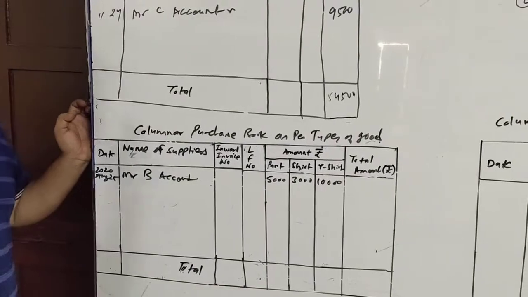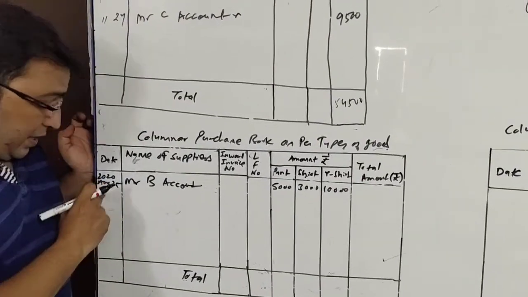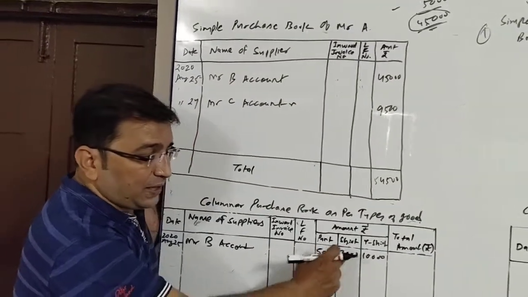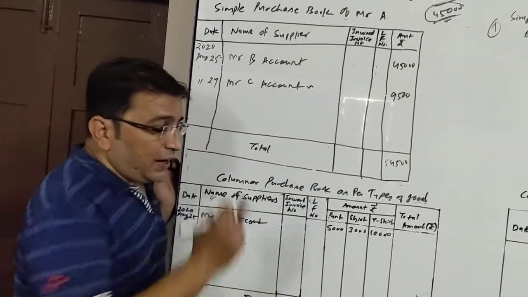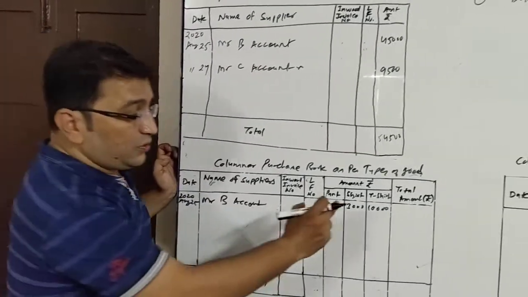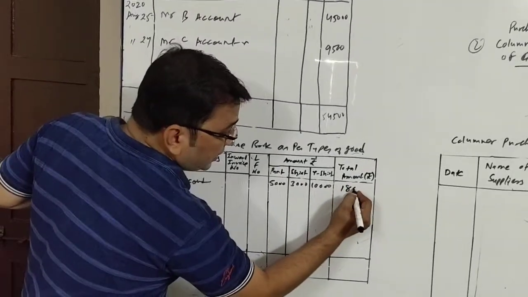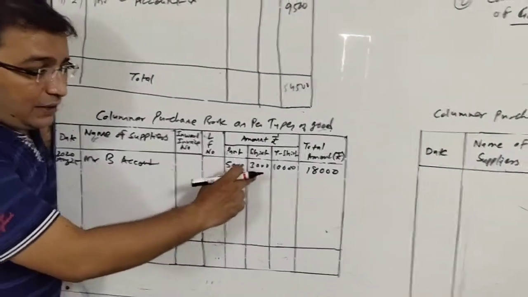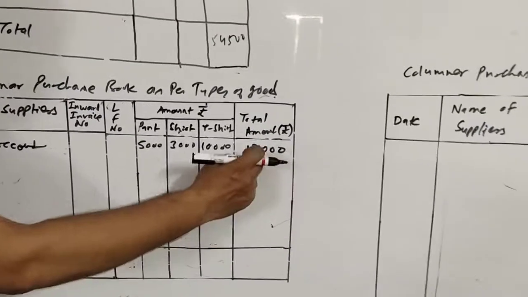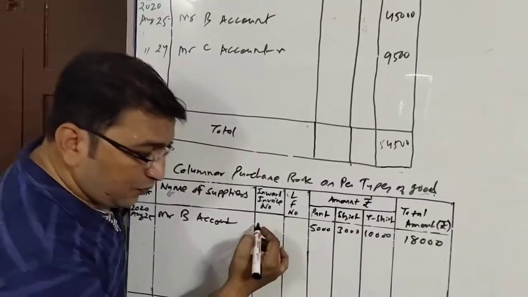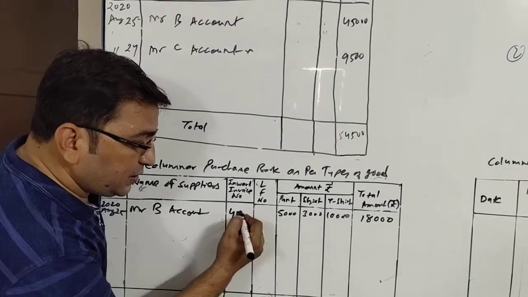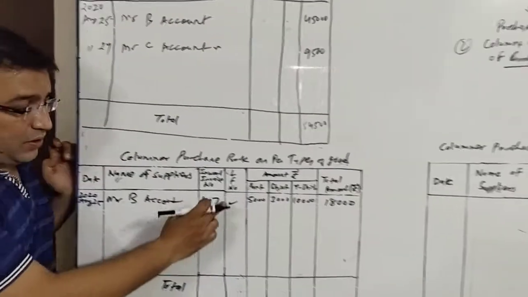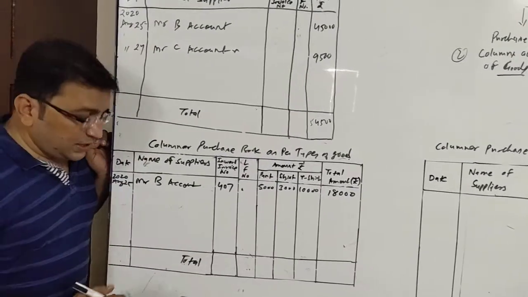Then it will be written like this. On a particular day, which is August 25, suppose from Mr. B we are buying pant of ₹5,000, shirt of ₹3,000 and t-shirts of ₹10,000. The total amount is 18,000. This way it will be written: 5,000 for pant, 3,000 for shirt, 10,000 for t-shirt, total 18,000. Inward invoice number, whatever it is, suppose, and the page number practically is written. Okay, the rest of the things are the same.